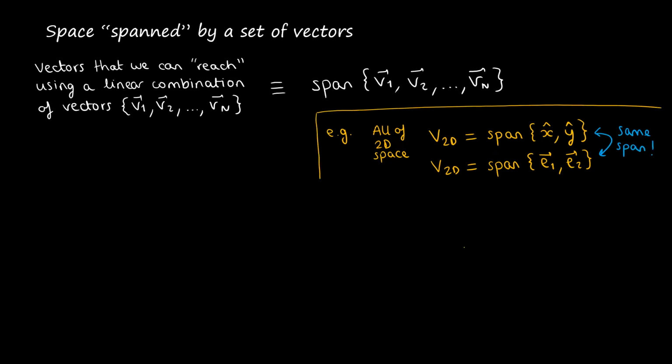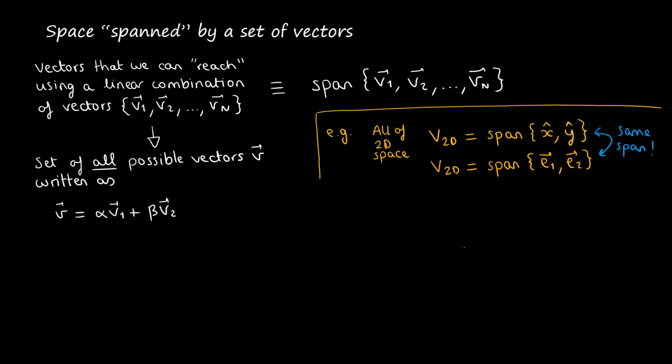To be more mathematically explicit about it, we can formally define the span of vectors v1, v2 up to vn as the set of all possible vectors v which can be written as a linear combination of the vectors v1, v2, vn. That is, any combination of the vectors with all possible values of the scaling coefficients.